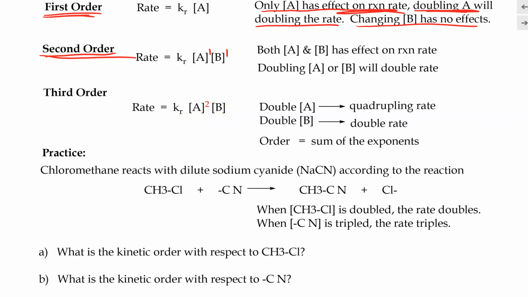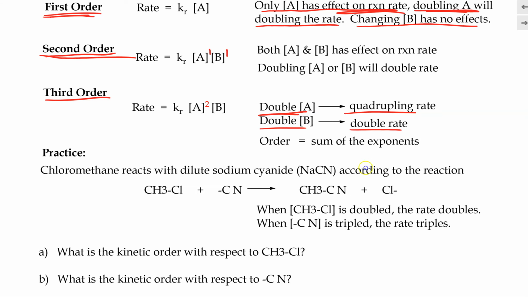So basically, if we were to have this rate of reaction right here, this means that when we double the concentration of A, the rate of the reaction would quadruple. And when we increase the concentration of B, this would only double the rate of the reaction. So therefore, the orders added together would equal 3, and therefore this is said to be a third order reaction.